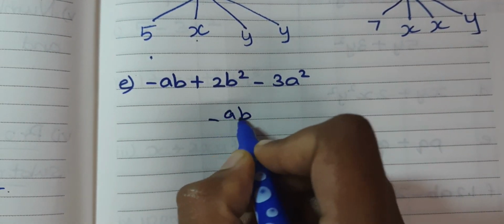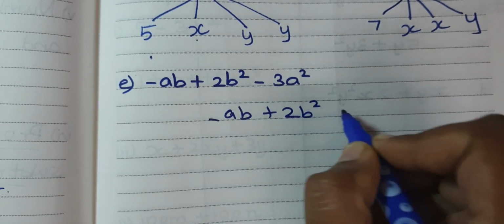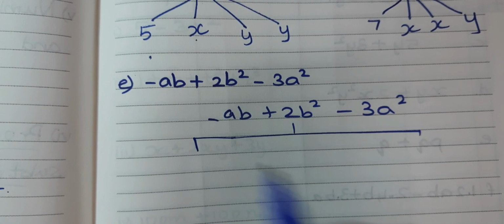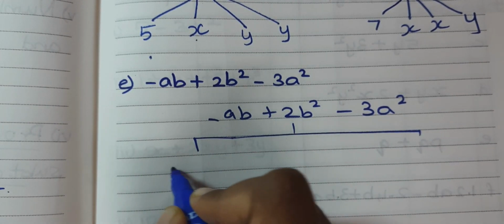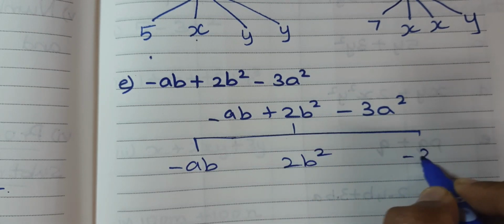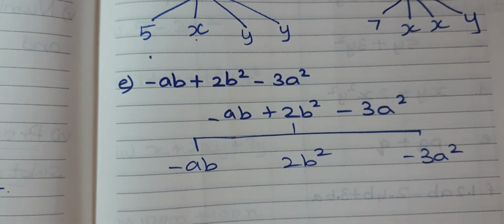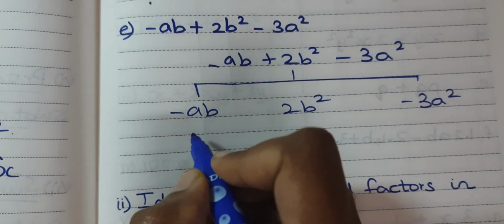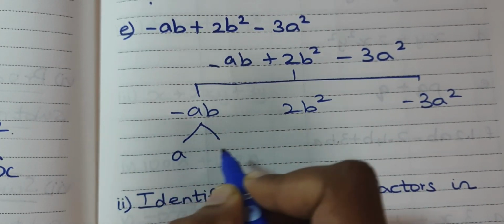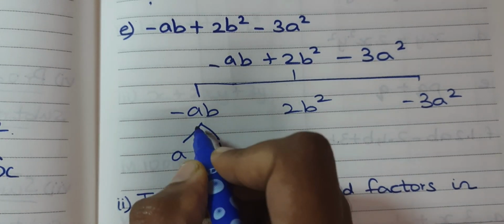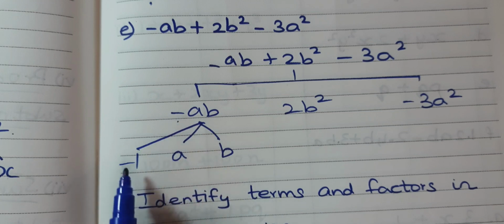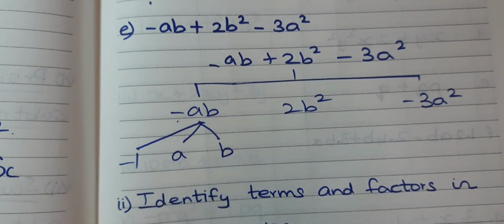Next, minus ab plus 2b square minus 3a square. First step, separate the terms, written as minus ab, 2b square, minus 3a square. Next step, I have to write the factors of these. Here I am having a minus, so I am writing it as minus 1 into a into b.